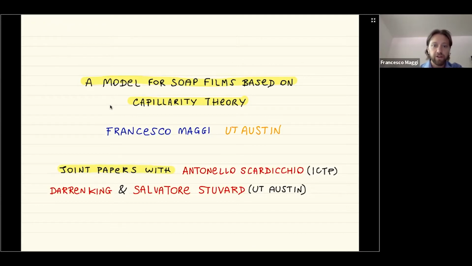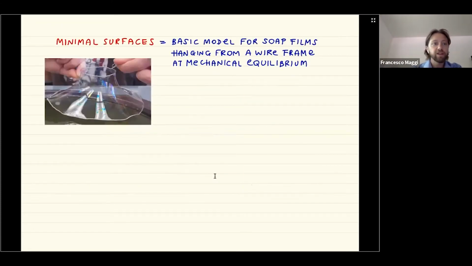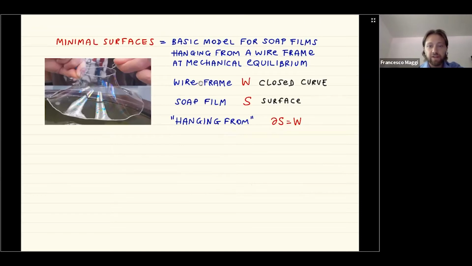So the starting point is the minimal surfaces model, which is the basic model for soap films hanging from a wire frame at mechanical equilibrium. Here you have, in this picture taken in my office, a catenoidal neck hanging from some metal wire frame.